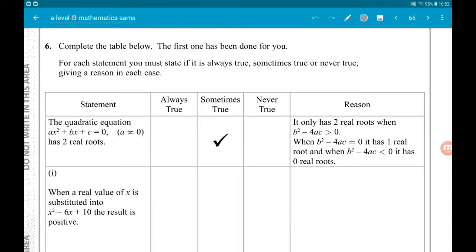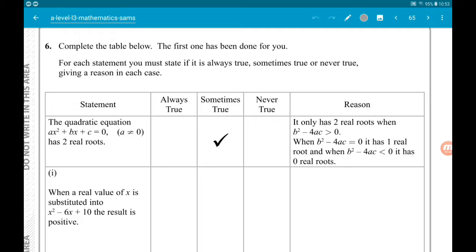Okay, number 6. 6 marks altogether, so we want to complete the table below. The first one has been done for us. For each statement, we must state if always true, sometimes true, or never true, and giving a reason for each case. So, for the first one, the quadratic equation, ax squared add bx at c is equal to 0, where a is not equal to 0, has two real roots. So, hopefully we know that's sometimes true. They've given the explanation. You can read. Okay.